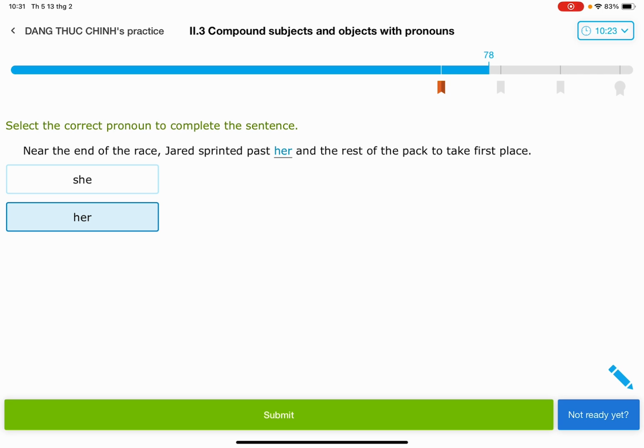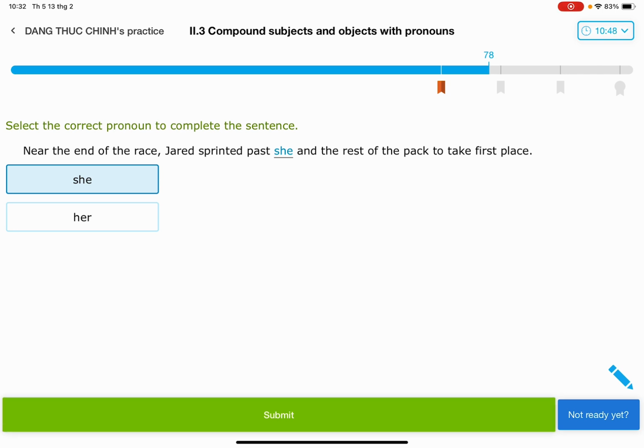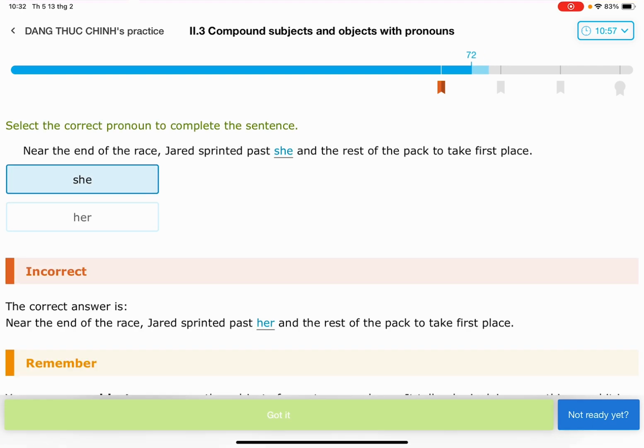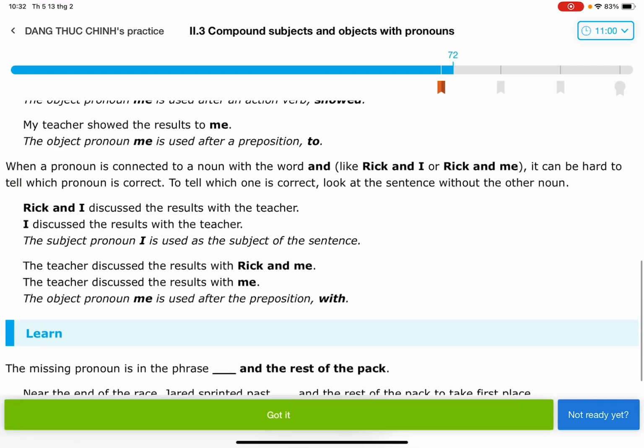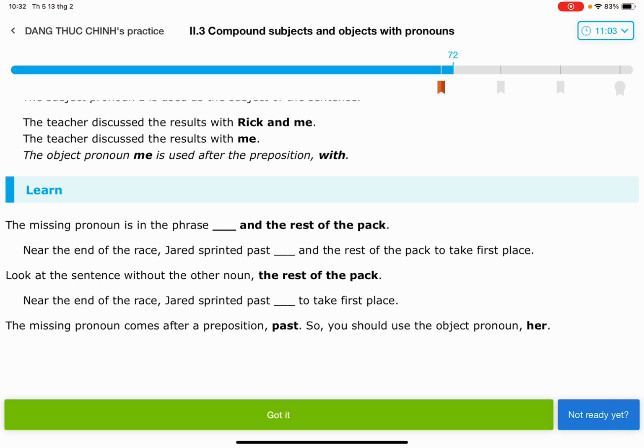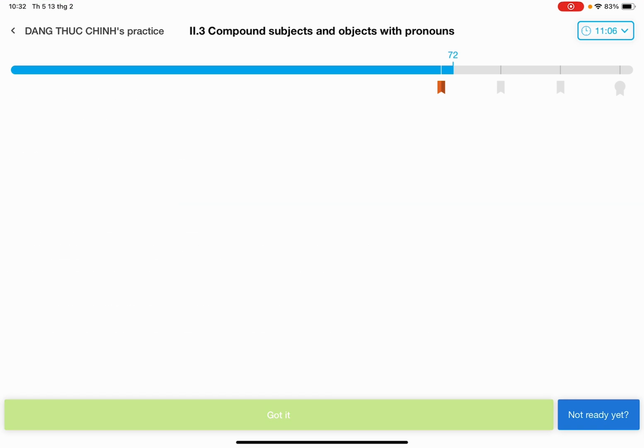Sprinted past she? Because you see, we don't have any action verb or preposition like I saw on here. So I guess we wouldn't use the object pronoun, but the subject. And the rest of the pack is also a subject, so here we would use a compound subject: she and the rest of the pack. Oh, past her. Because the missing pronoun is in the phrase here. Look at the sentence without the other noun.